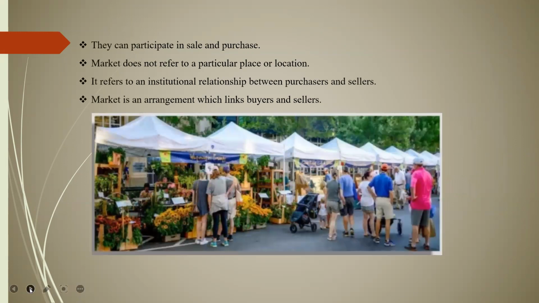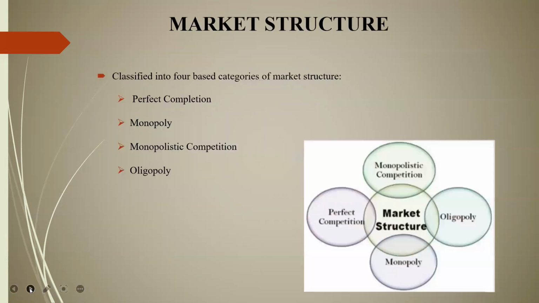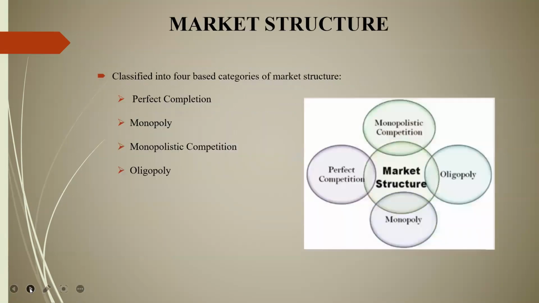They can participate in sale and purchase. Market does not refer to a particular place or location. Market is an arrangement which links buyers and sellers. A market can differ from one another due to differences in the number of buyers and the number of sellers. Generally, market is classified into four categories: perfect competition, monopoly, monopolistic competition, and oligopoly.